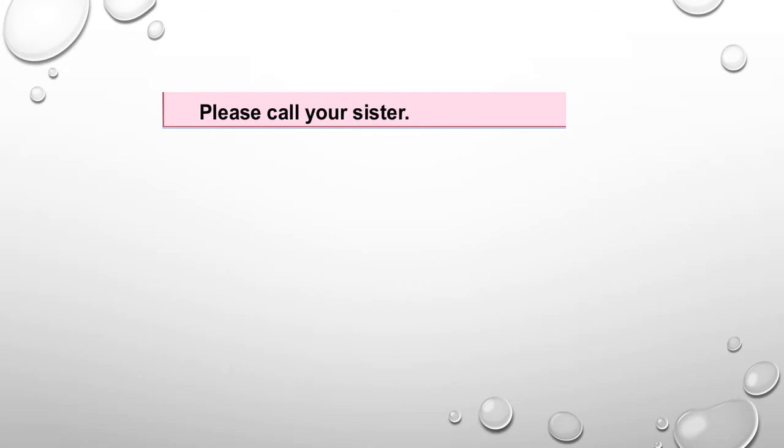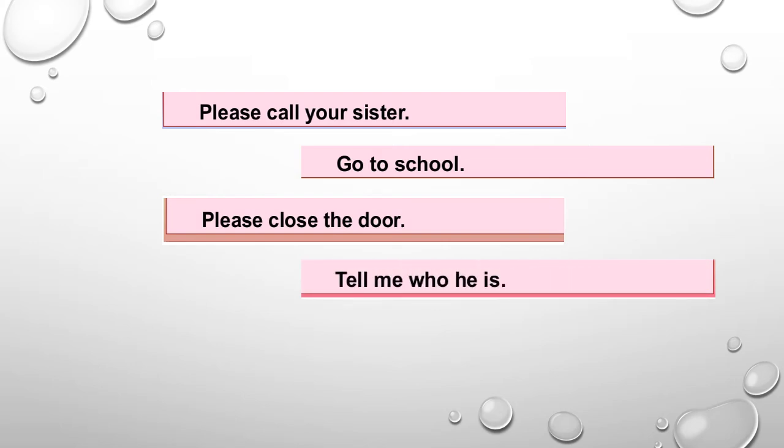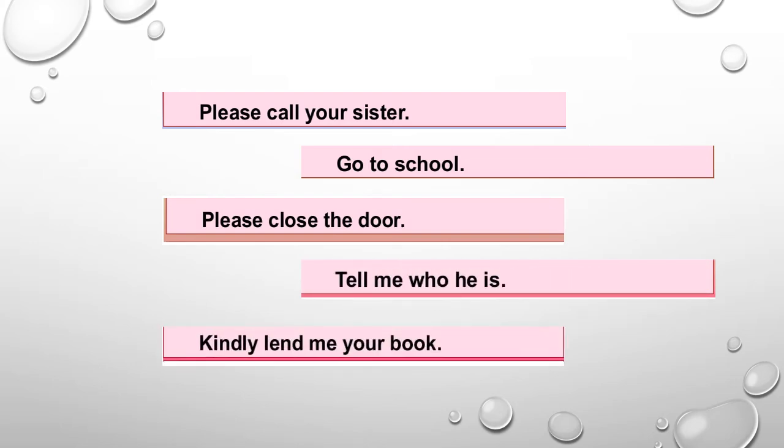Now I'm going to read out a few more sentences. Please call your sister. Go to school. Please close the door. Tell me who he is. Kindly lend me your book. Now, reading these sentences, are these sentences also called declarative sentences? Because I can see here they end with a dot or a period. Is it a declarative sentence? Let's find out what these sentences are called.